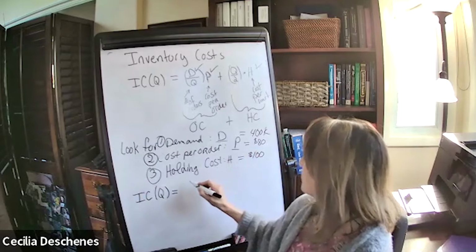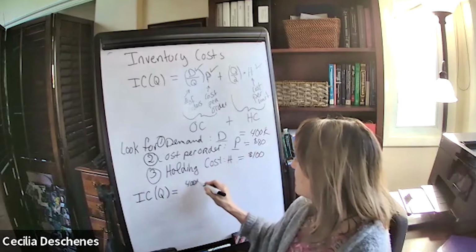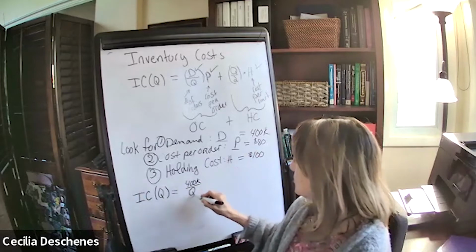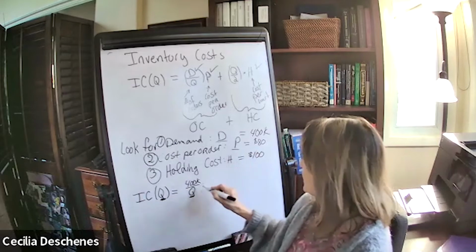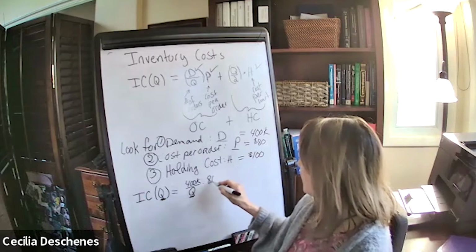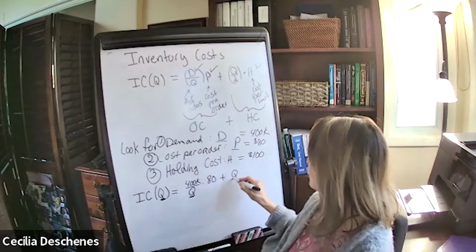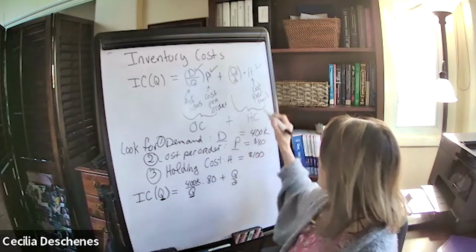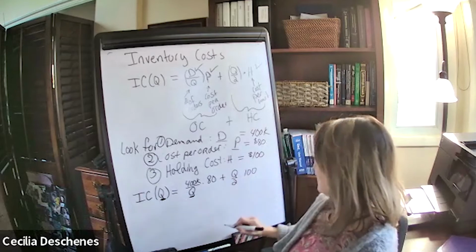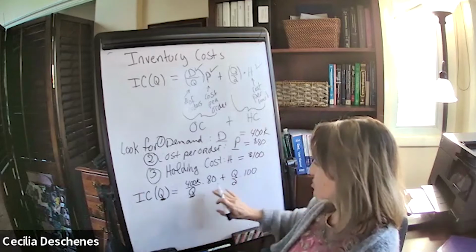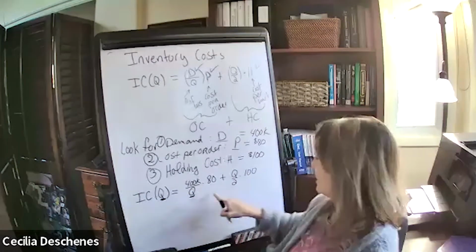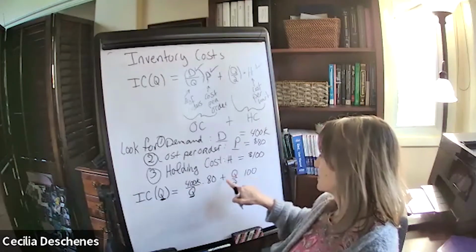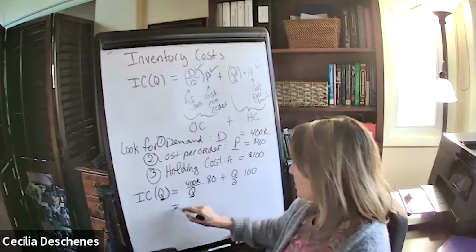Okay, so now we just put everything in. It's going to be 400K divided by Q, because this is the variable we don't know. This is like the X. And this is going to be multiplied by 80 plus Q over 2 times the holding cost, which is 100. All right, so once again, the structure for every one of these problems is the same. We have 1 Q in a denominator and the other Q's in the numerator in this term. So let's go ahead and multiply this out.